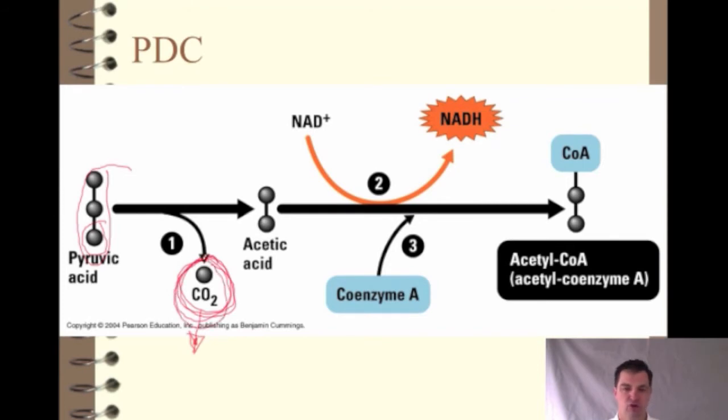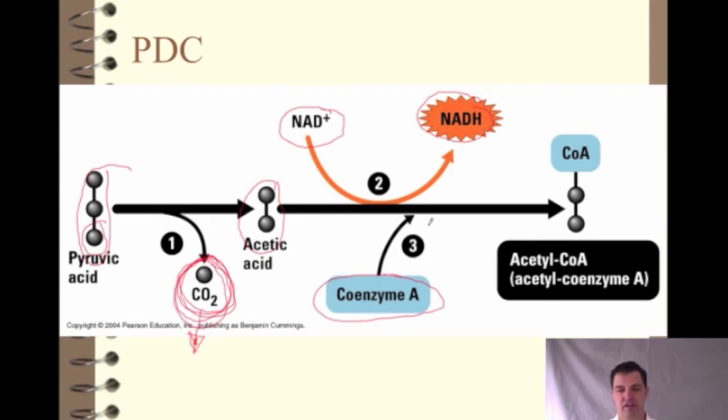You're going to produce more CO2. So once I break off that carbon dioxide, my pyruvic acid then becomes acetic acid. And then my acetic acid, I'm going to attach it to this molecule called coenzyme A. And I'm going to once again use some of the energy in that to take NAD+, transfer a high energy electron to it to make NADH.